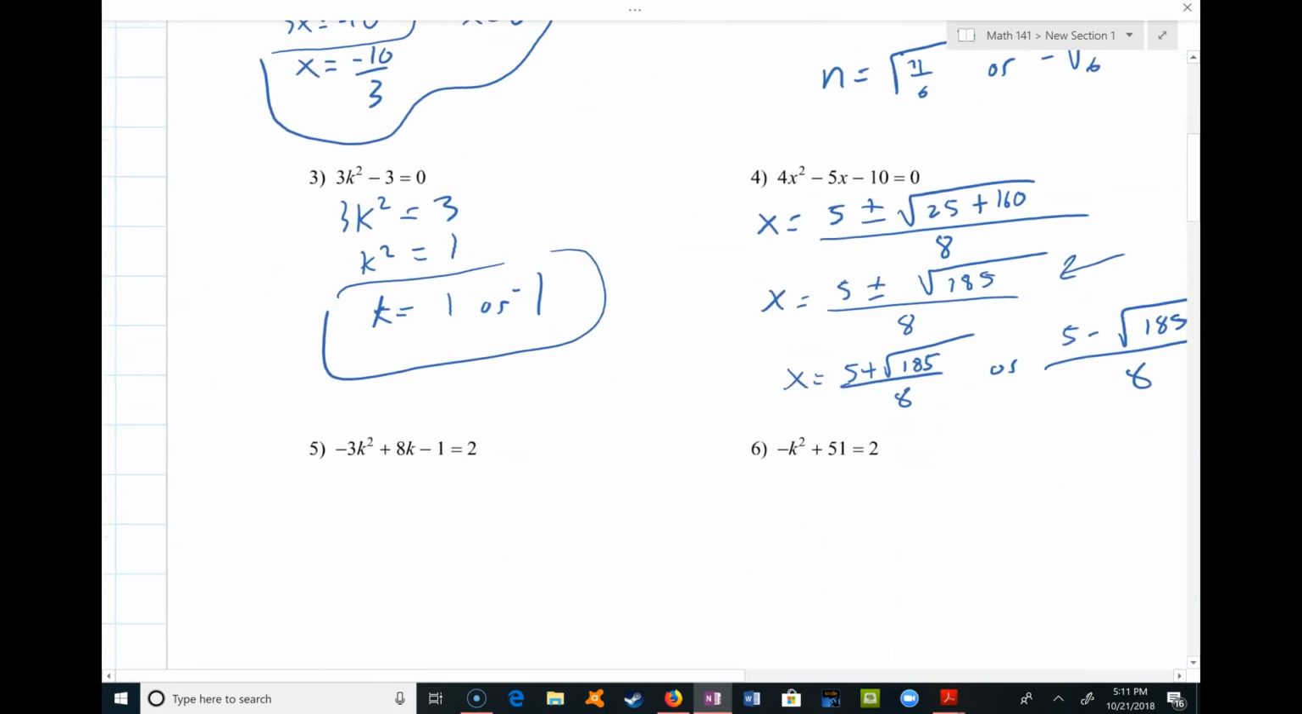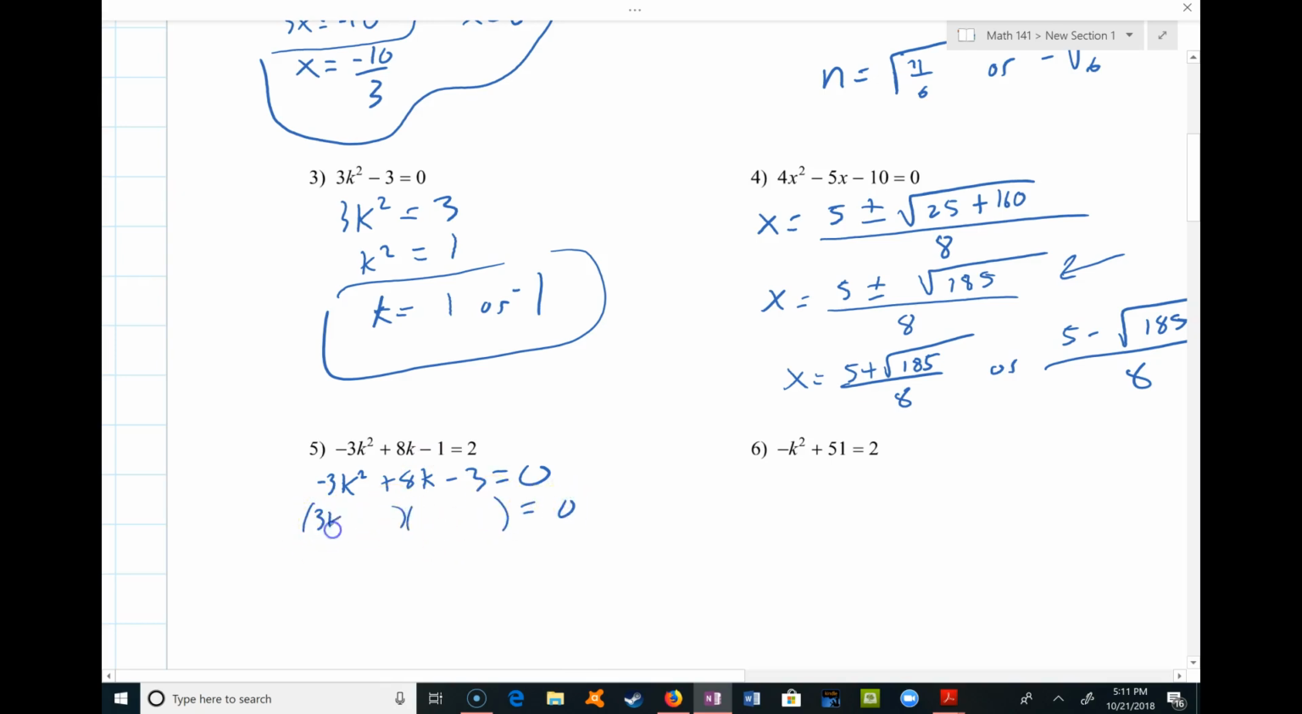Okay, here's another one. I don't have 0 on the other side. So remember, you've got to have 0 on the other side, whether you're using the quadratic formula or factoring. So first thing I do is subtract 2 from both sides. So that'd be negative 3k squared plus 8k minus 3 equals 0. And we could try factoring this, or we could throw in the quadratic formula. Let's see if it's factorable.